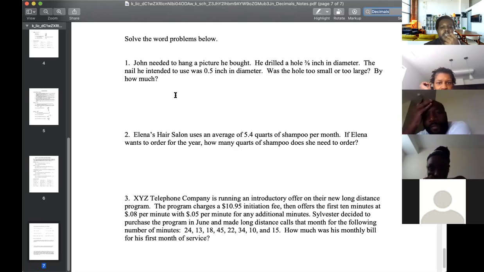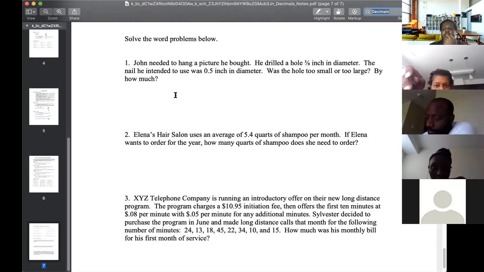I think we have to convert the fraction and make the comparison, and compare to know if it's too small or too large. Okay, good. In order to answer that question, if it's too small or too large, we need to have it as a decimal. So let's do that first. How do we turn a fraction into a decimal? Divide. Okay, what are we dividing?